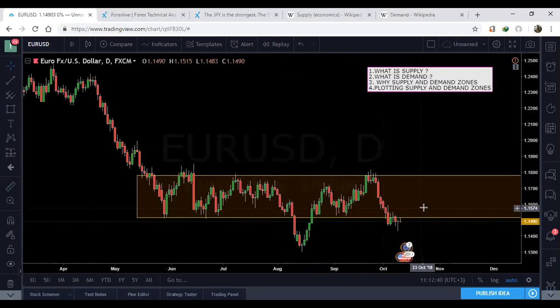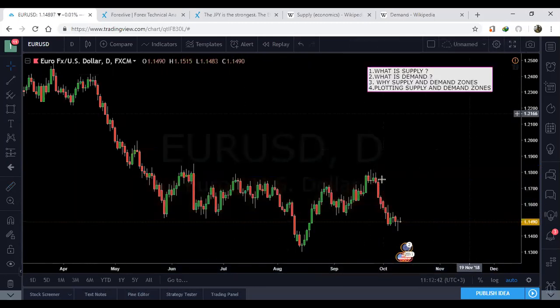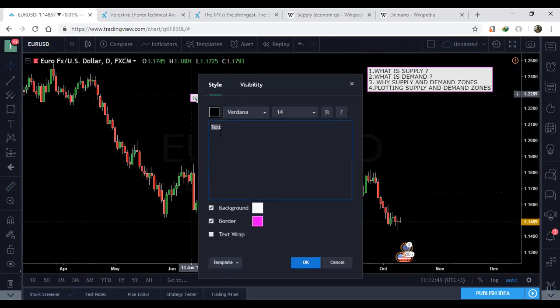So what do we want to see? We want to see this gone, and we want to plot only two major zones. What zones are they? There's a supply zone and there's a demand zone.